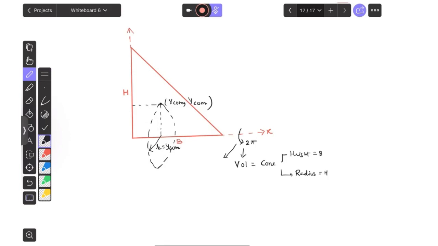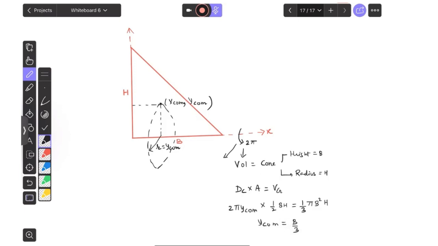Correct. So what will we do? Distance traveled by the center of the mass into area equals the volume generated. The distance traveled by the center of the mass is going to be 2 pi ycm, correct? And the area that we are rotating is a triangle, half into base into height. Volume we generate is a cone whose volume is 1 by 3 pi r square L. So it will be 1 by 3 pi. Radius here is b, no? b square h. And if you solve, you will see ycm is going to come equal to b by 3.